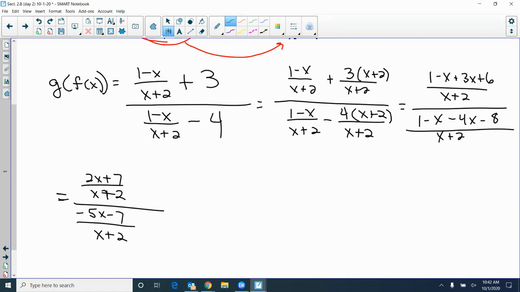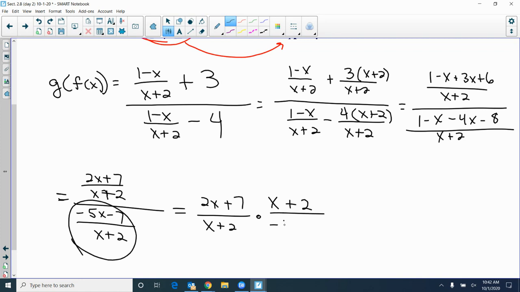All right, we got a fraction problem, division by fractions. So we take the keep, change, flip. You take the top, it stays the same. You change the multiplication, you flip the bottom one. So it becomes 2x plus 7 over x plus 2 times, okay, this one here flips, x plus 2 over negative 5x minus 7.